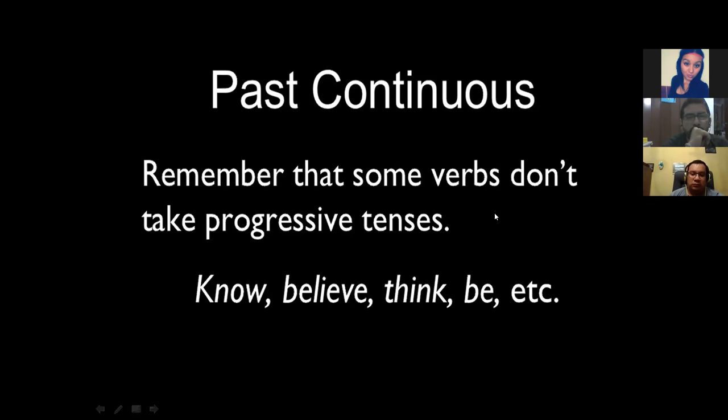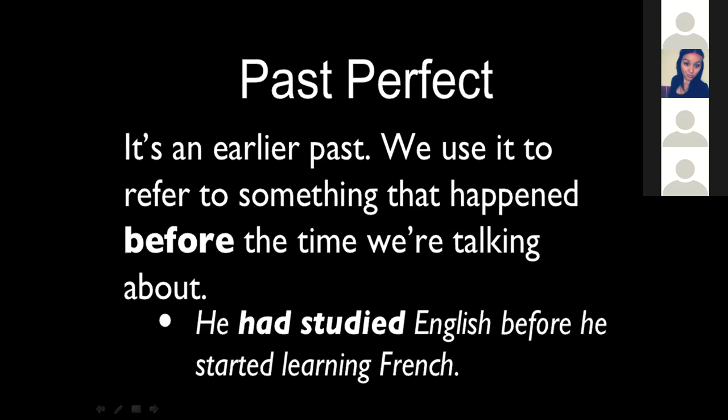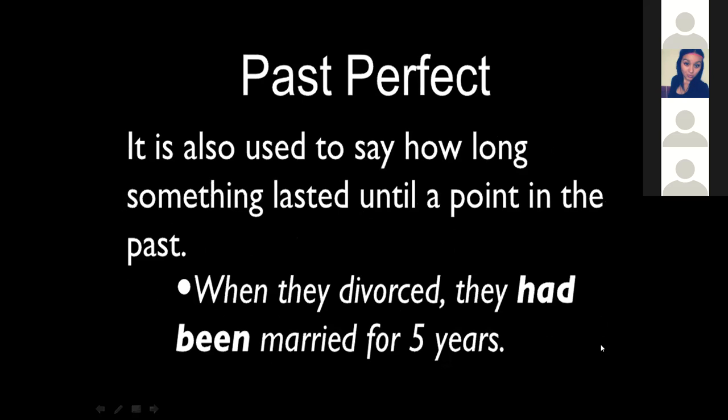Okay, now let's move to past perfect. Past perfect. It's an earlier past. We use it to refer to something that happened before the time we're talking about. He had studied English before he started learning French. So it happened before a past event. Very good.